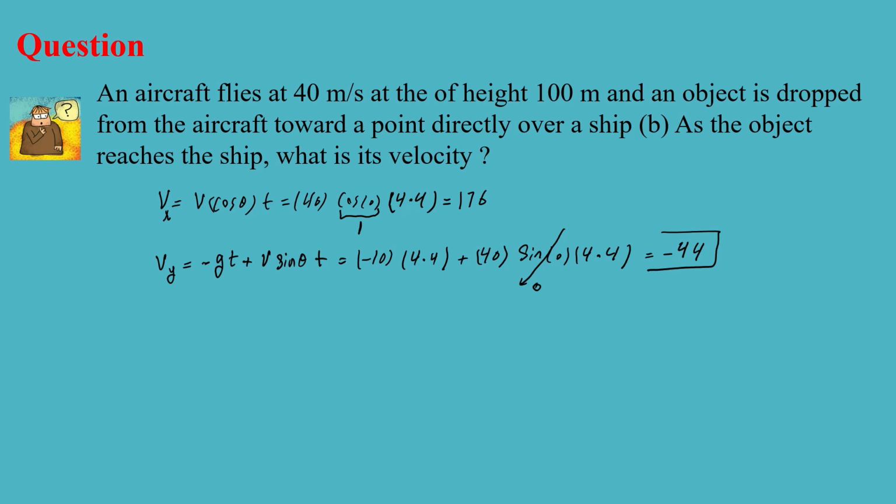And then the last part is to put them all together. So my v is going to be vx i plus v in the y direction. For the x direction, I found 176 i, and then for the y direction, it's going to be minus 44 j. And that's going to be my final answer.